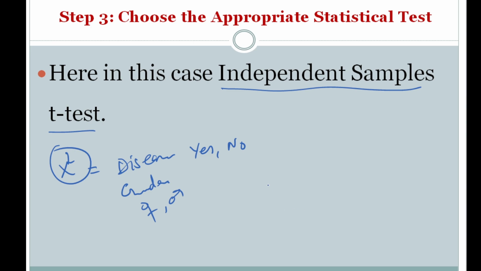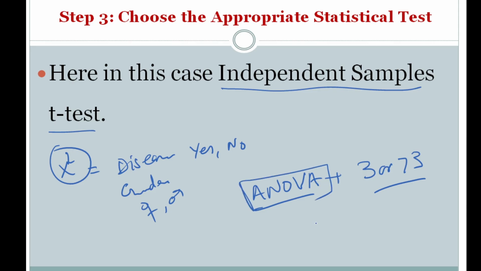And similarly, we can use ANOVA, analysis of variance. ANOVA will be used when we are going to compare the means of 3 or more than 3 groups. In that case we will use ANOVA test, and so on. In this case we will use independent sample t-test. Appropriate statistical test will be chosen, the third step.